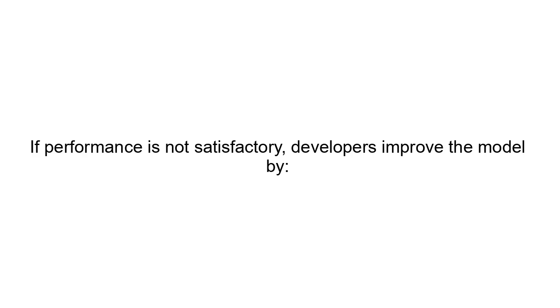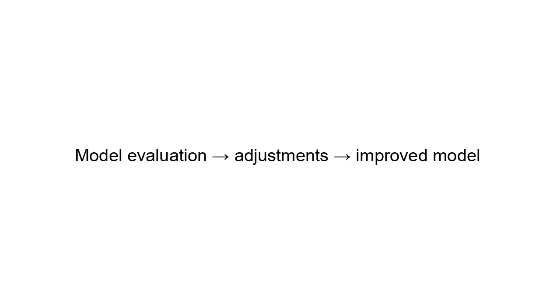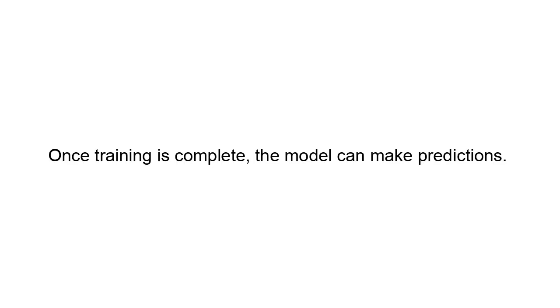Step 6. Model improvement. If performance is not satisfactory, developers improve the model by tuning parameters, adding more data, adjusting model complexity. Example concept: model evaluation means adjustments means improved model. This process is called model optimization.